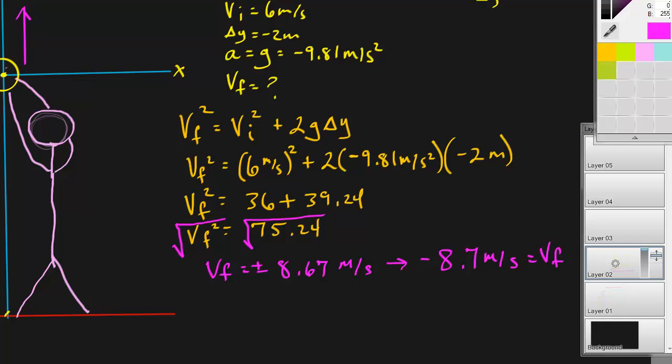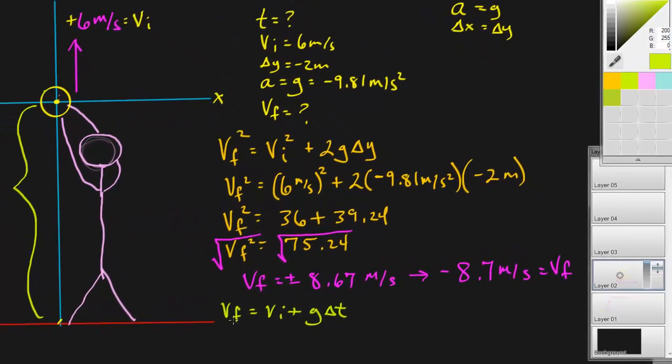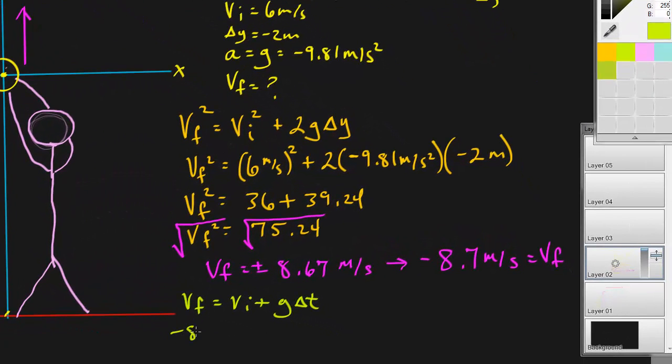So to find the time, I'm going to go back to a different formula, and we'll try to squeeze it in this slide here so we don't have to make another one. Vf equals Vi plus g delta t. And what we're trying to find is delta t, but we have all this now. So I'm going to pause this, and I want you to try to solve this. Okay, I'll be right back. All right. So let's see. We're going to plug in negative 8.7.